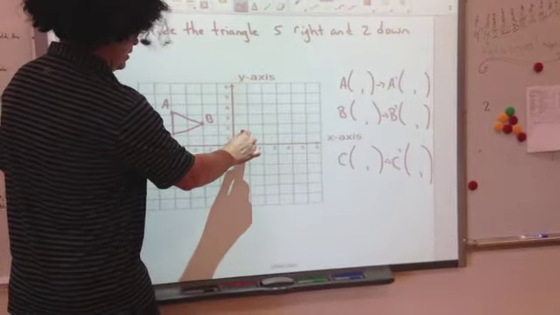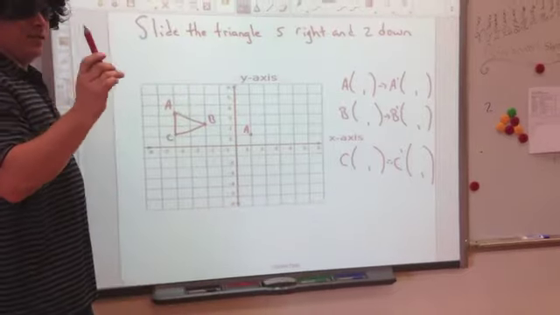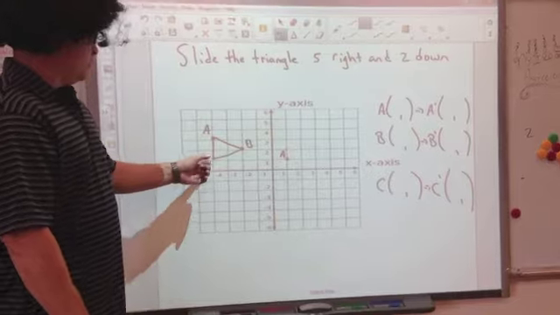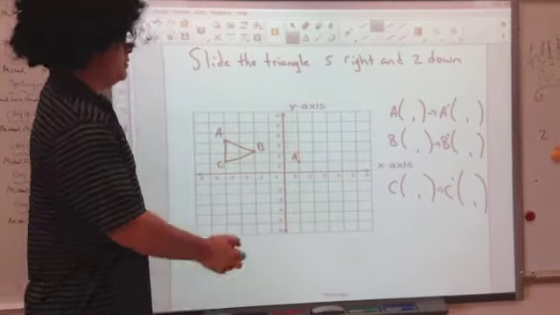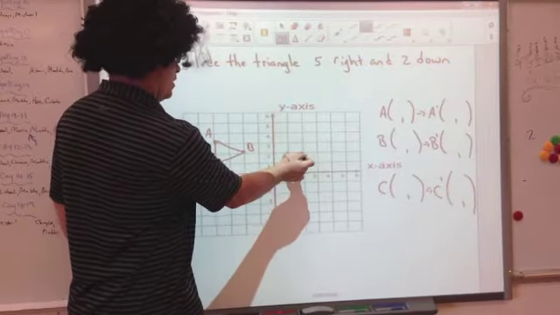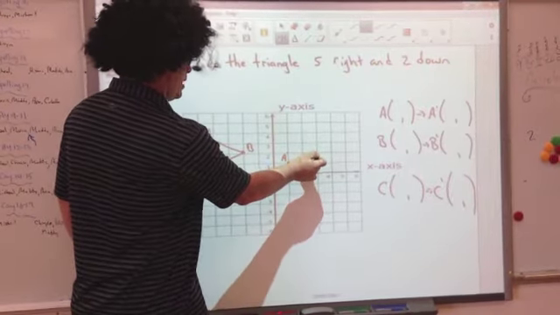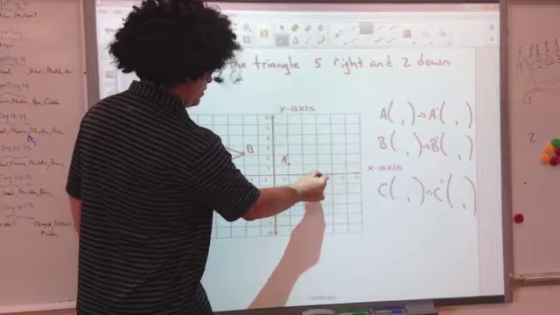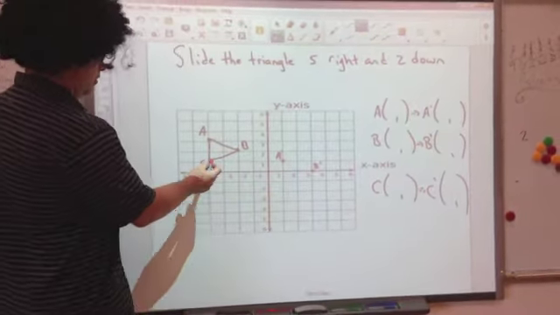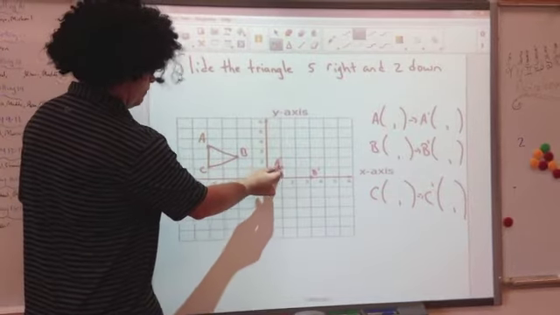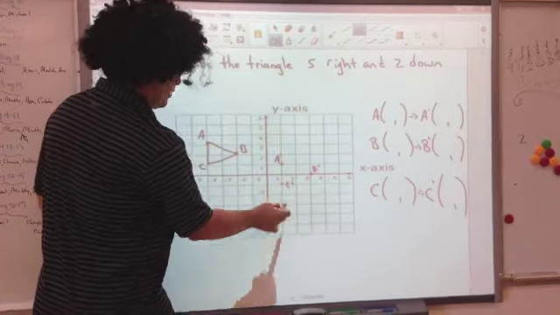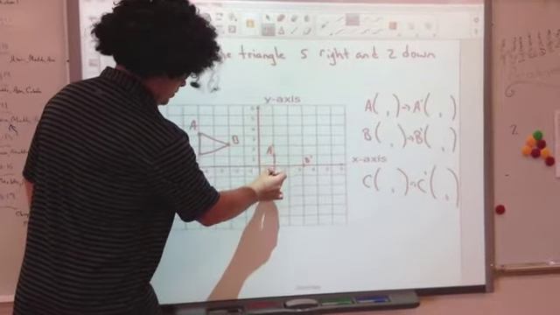We're going to go 1, 2, 3, 4, 5, and then 2 down, 1, 2. This is my new A. We label it A, and don't forget, what do we need? We need the little prime symbol. We're going to move B. We're going to go 1, 2, 3, 4, 5, and 2 down, 1, 2, so it's going to sit right there. Again, B with the prime, and then C, 1, 2, 3, 4, 5, and 1, 2, right there, C with the prime. Let's connect those.